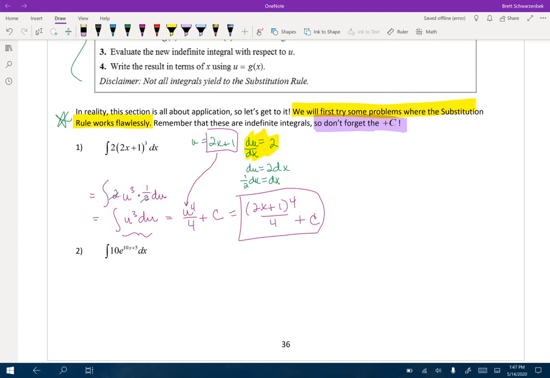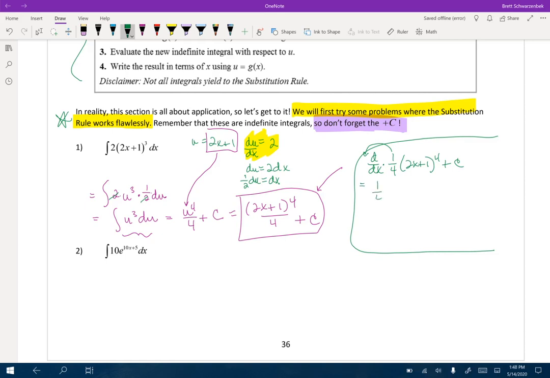Now note, just like we've seen before, if you want to know whether this is right or not, all you have to do is take the derivative of it. Even though you don't have to do this for the problems, I'm going to do it right here. So if we take the derivative of 1/4 (2x plus 1) to the 4th plus c, this guy just goes out here, and we take the derivative of (2x plus 1) to the 4th. So what do we get?